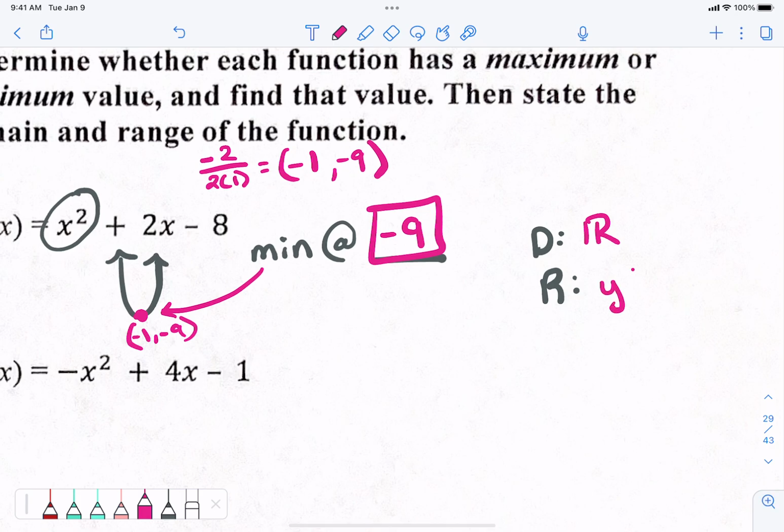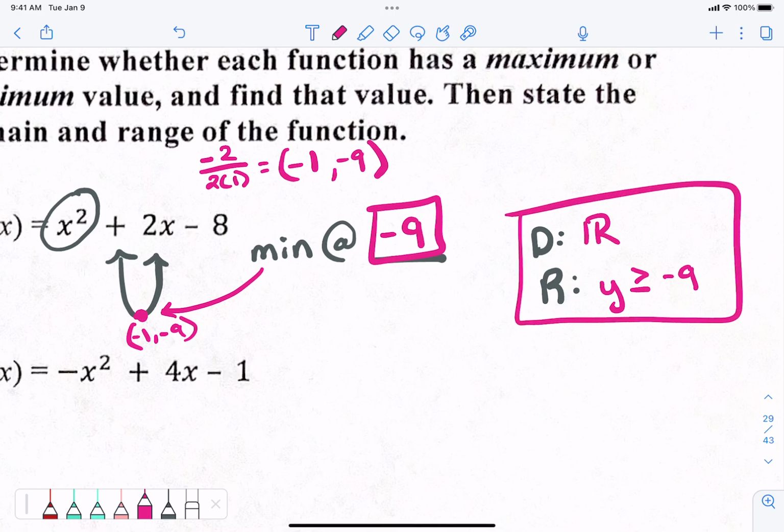Y is greater than or equal to... what's the lowest he goes? Negative 9. It's the minimum, right? So that's my domain and range. Those two things are what we need to have. I always just do a little rough sketch of what he looks like, the little tiny parabola.